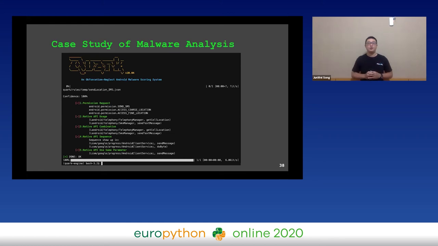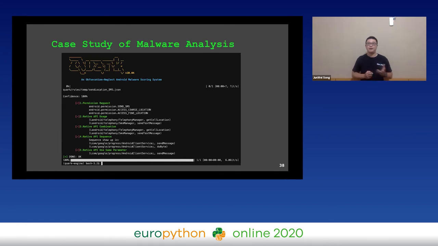In this report, we list out the evidence we found in each stage of the Android malware crime author theory. And this report shows we find evidence in every stage, which means we have 100% of confidence that the malware has this behavior.